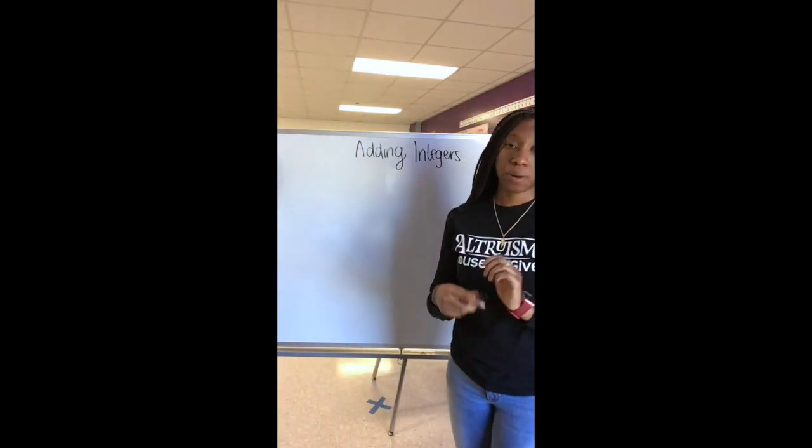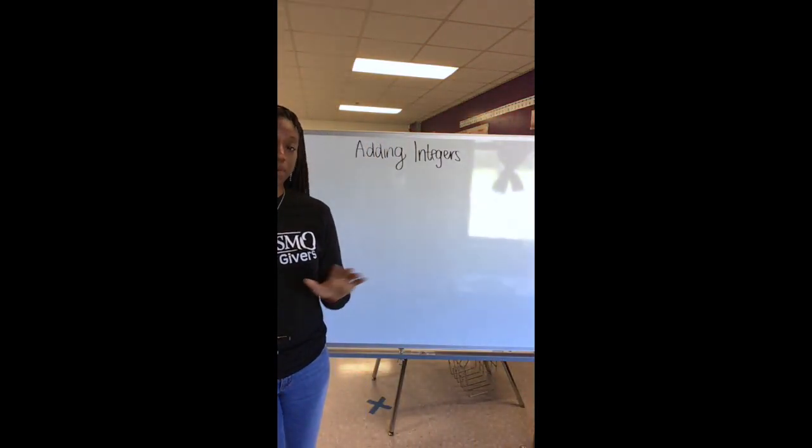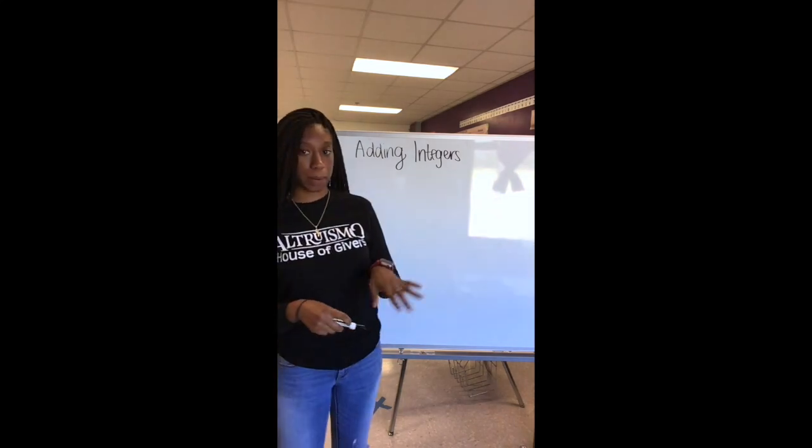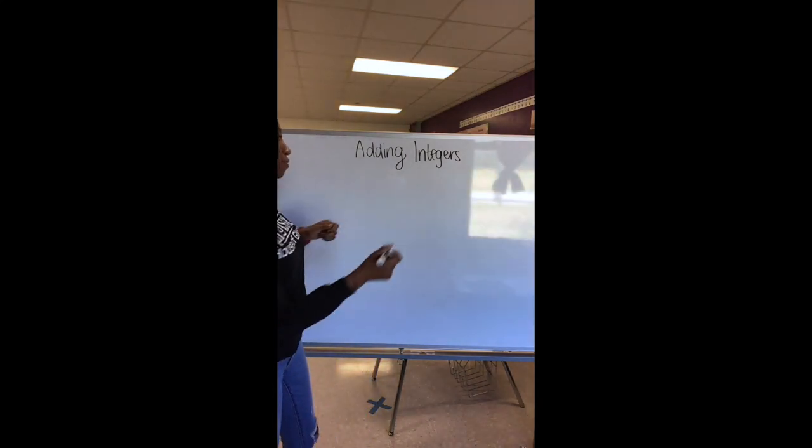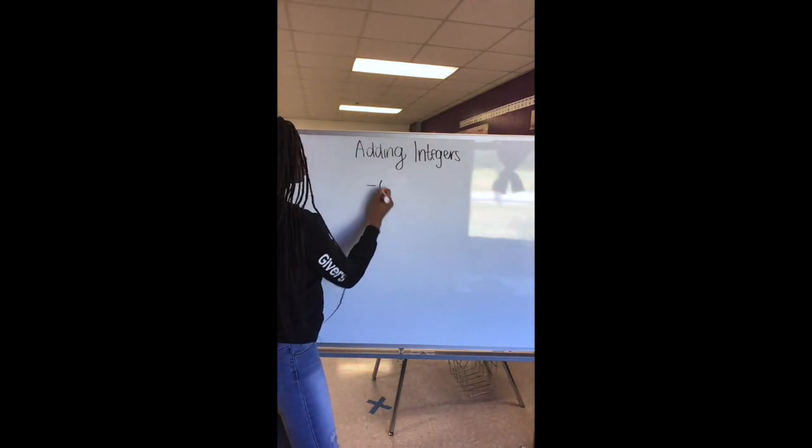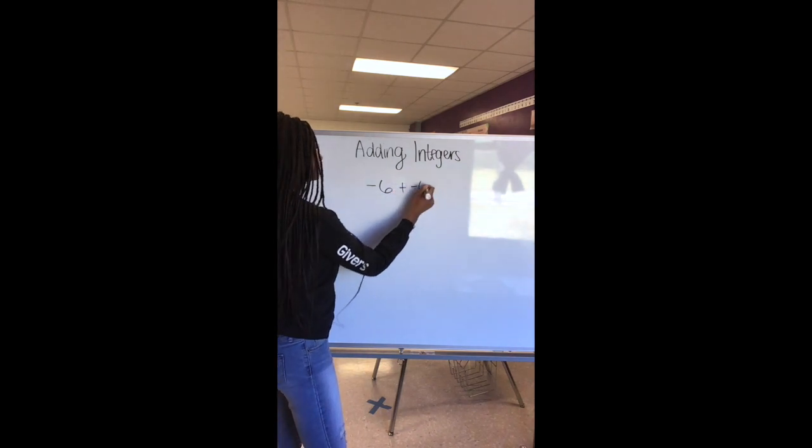Alright, so now you already heard my song, my wonderful song. So now it's time to practice. We're going to practice adding integers with the same signs and also different signs. And we're not using counters and we are not using number lines. So the first example I have for you is -6 plus -6.